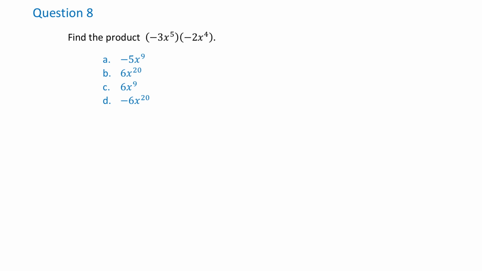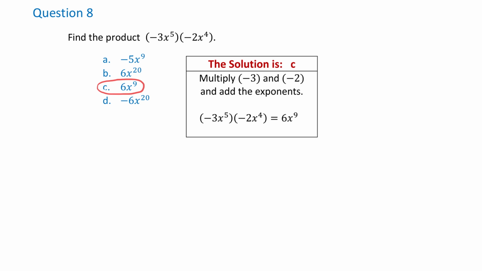Now let's see the correct answer. The correct answer is C. To find the product, we need to multiply -3 and -2, which equals 6. Then we need to add the exponents 5 and 4, which makes 9.